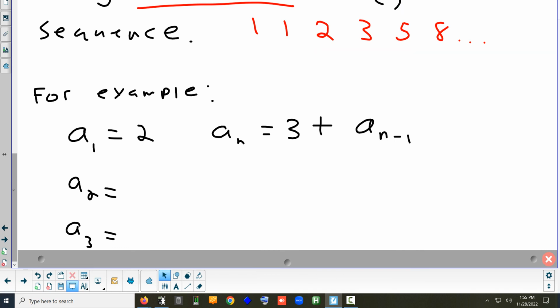Okay. So let's look at this one. Here's a Fibonacci sequence where they give us the first number, and then they say to get the next number, add 3. So here's the first one, 2. What would be the next one, if the rule is to add 3 to the one that came before it? And the next one? 8. Good. And that's an example of a recursive one.